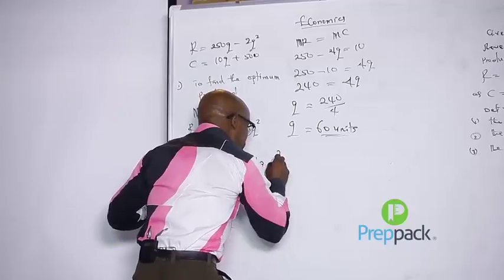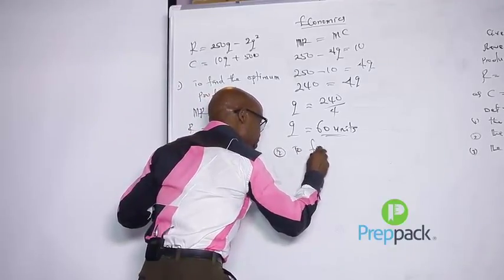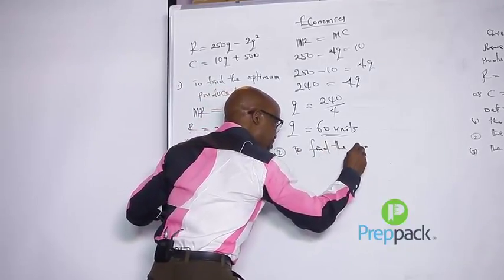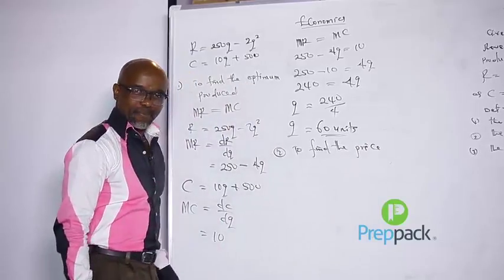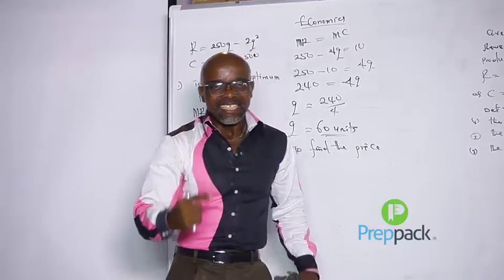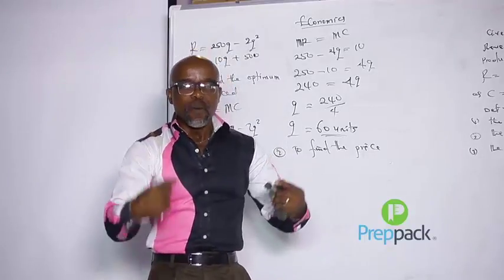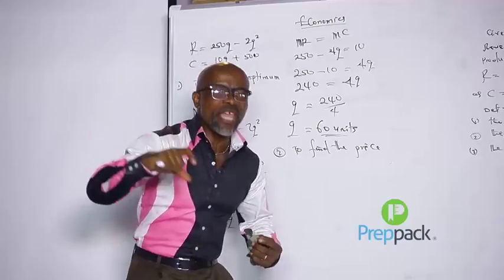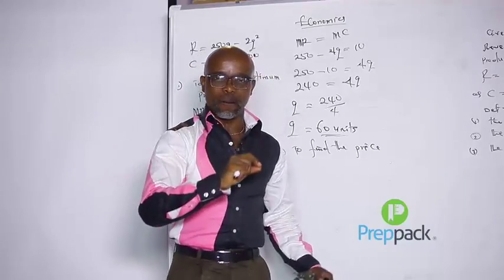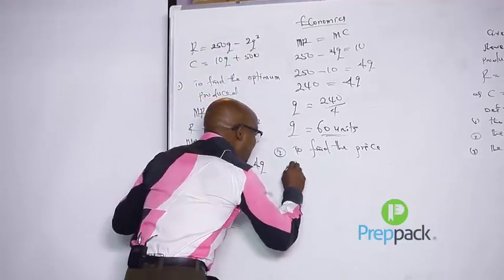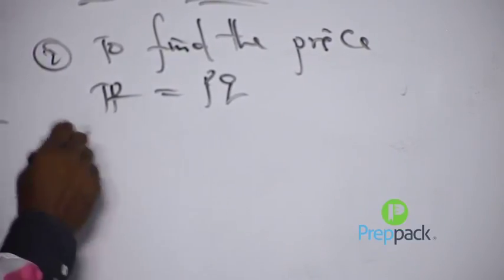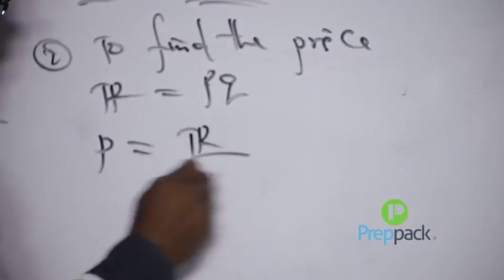Fine. Now for number 2, to find the price, we go back to the formula. That was why I said initially that what guarantees success is not remembering the formula, but knowing the application of the formula. What is that now? My TR is defined as PQ. So I want to find my P. What will I do? I will make P the subject of the formula. My P becomes TR over Q.